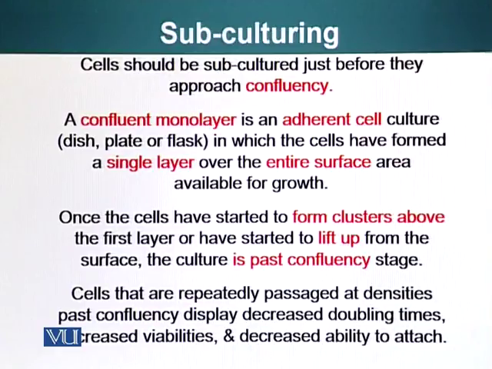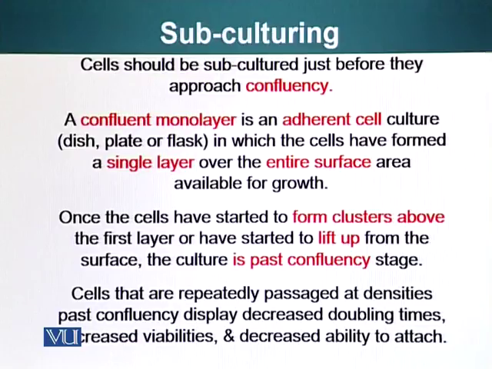What is confluency? A confluent monolayer is an adherent cell culture in a dish, plate, or flask in which cells have formed a single layer over the entire surface available for their growth. Once the cells have started to form clusters above the first layer, which means they are still dividing but there was no room available on the dish, so they started climbing upwards, or if they have started to lift up from the surface, the culture is past confluency stage.